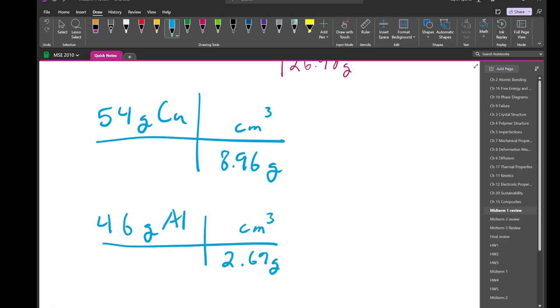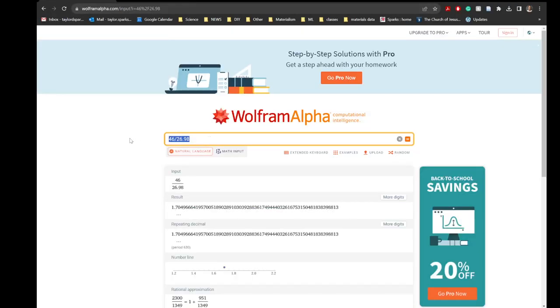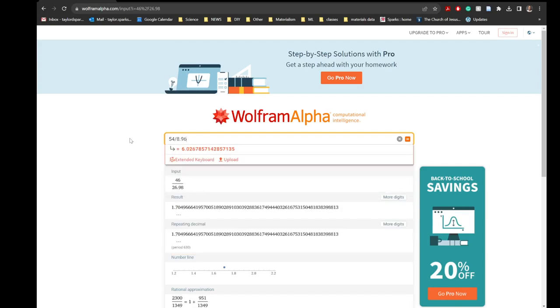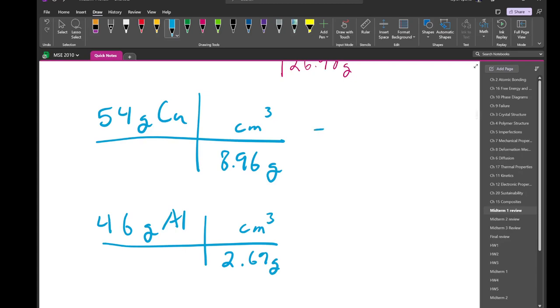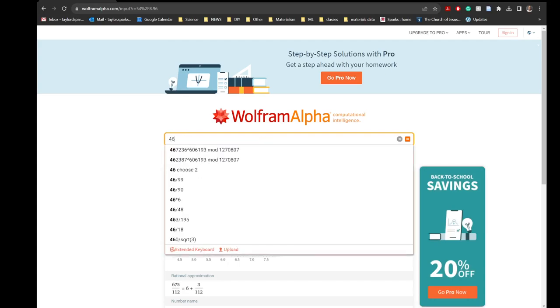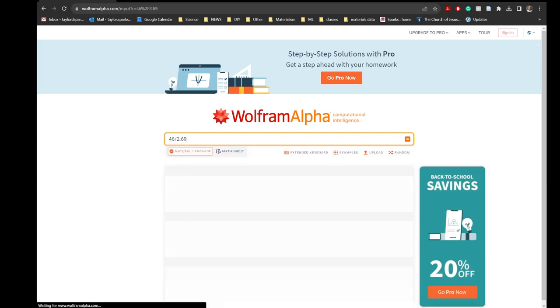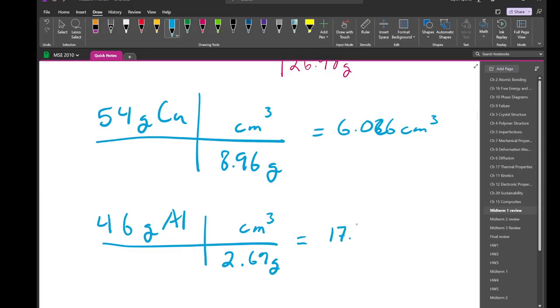So now we can do that real quick. Let's do 54 divided by 8.96, which is 6.026 centimeters cubed. This one is 46 divided by 2.69, which is 17.1. So now we have the volume of each phase.